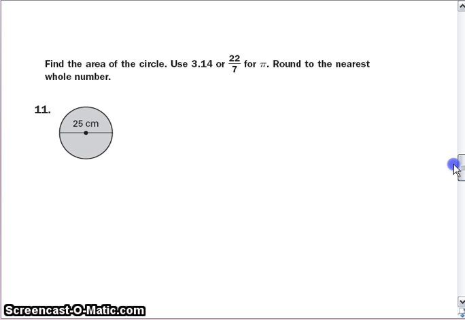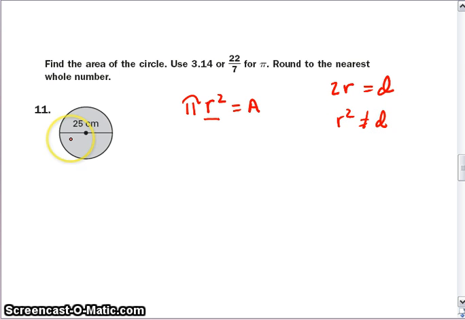Now let's start to use the formula for the area of a circle. This is pi r squared equals area. Notice this is radius squared, not 2 radius. 2 radius equals our diameter, but radius squared does not equal our diameter. We have our diameter here, and we're going to need to find our radius. So we're going to take 25 and divide it by 2.